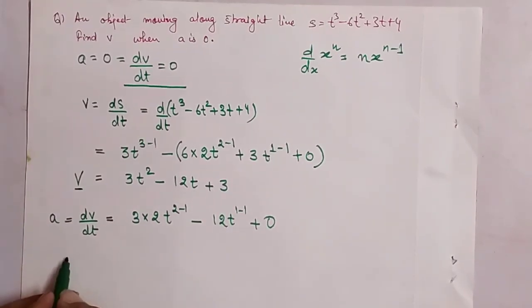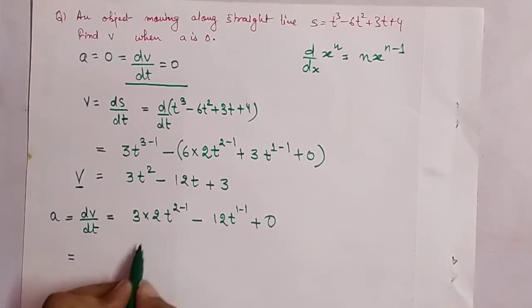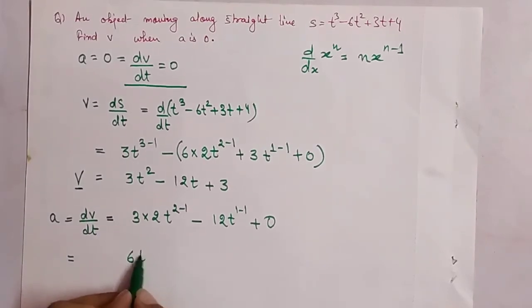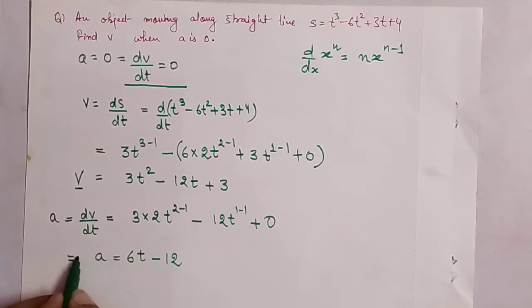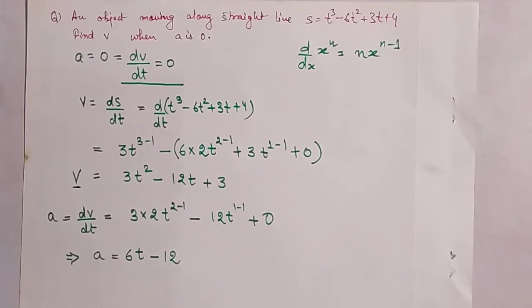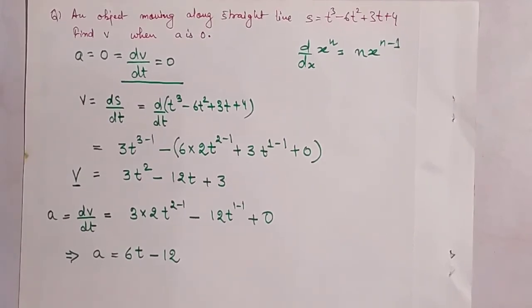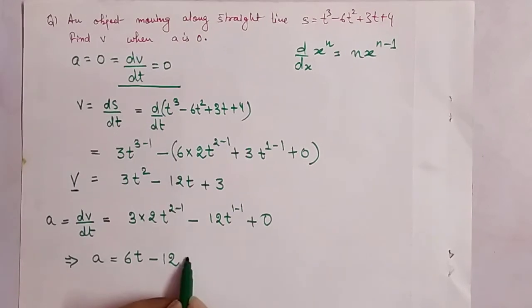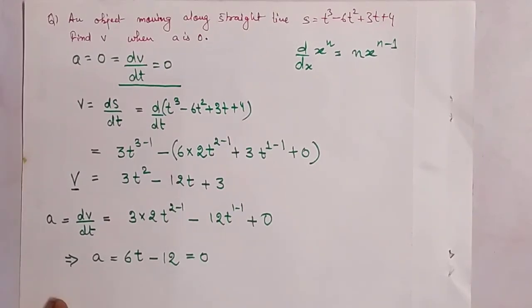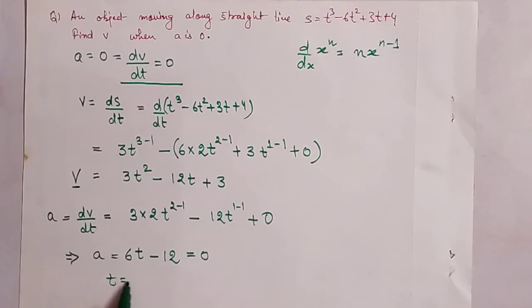Now again, let's solve it out. So this will be 6t minus 12, alright, which is the value of our acceleration. So the condition is given to us, that is acceleration becomes 0. At that point we have to find our velocity. So what is that? Let's put it equal to 0. So we got our time as 2 seconds at which our acceleration becomes 0.